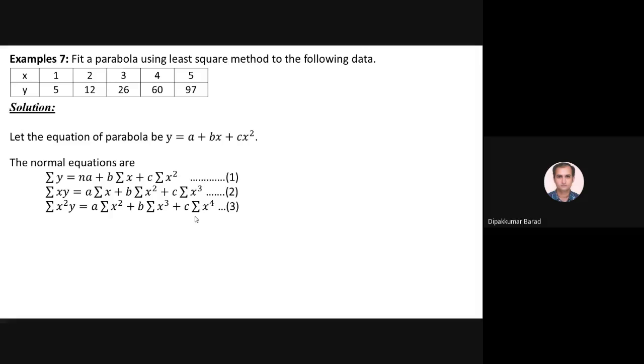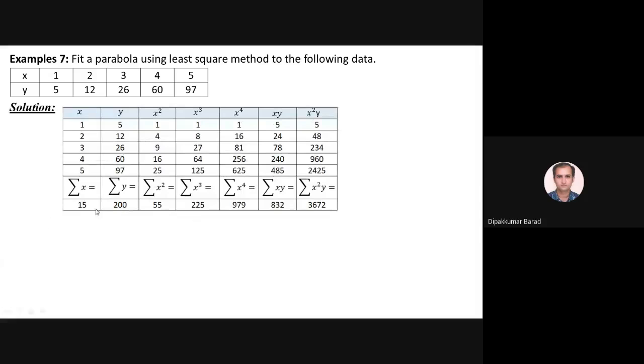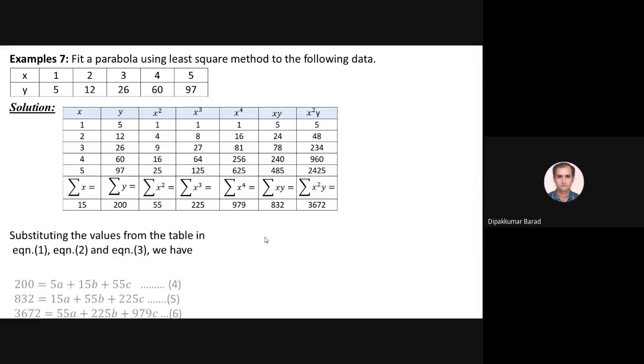And you have to find out summation x square, summation y, summation x square, summation x cube, summation x raised to 4, summation xy, and x square y. If you find these, then summation x is equal to 15, y is equal to 200, x square 55, x cube 255, 979, 832, 3672. Put this value in the equation, you get these three equations.